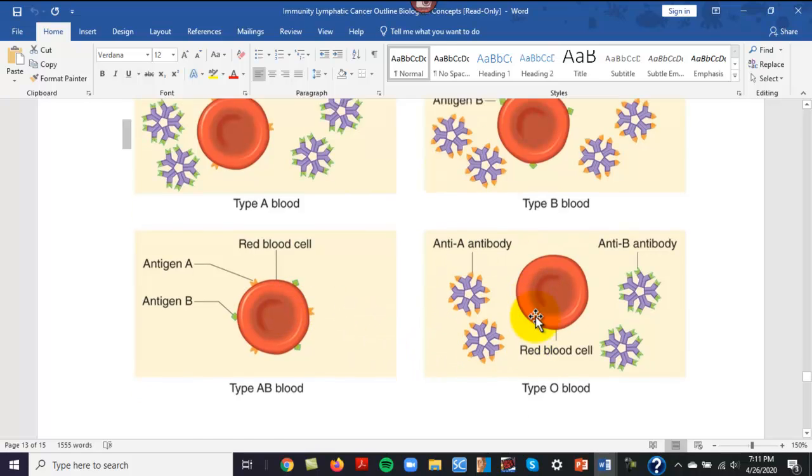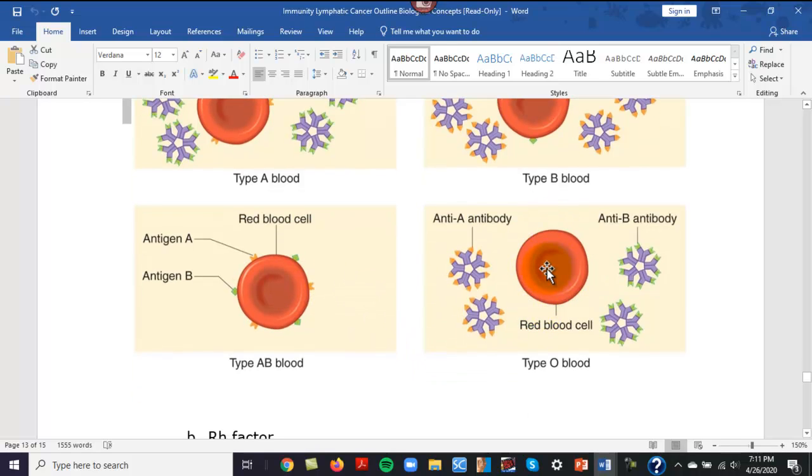A person with type O blood lacks the A and B antigen. So it's a recessive trait. In response to that, the immune system develops both antibody types. O is called a universal donor. Why is it called that?